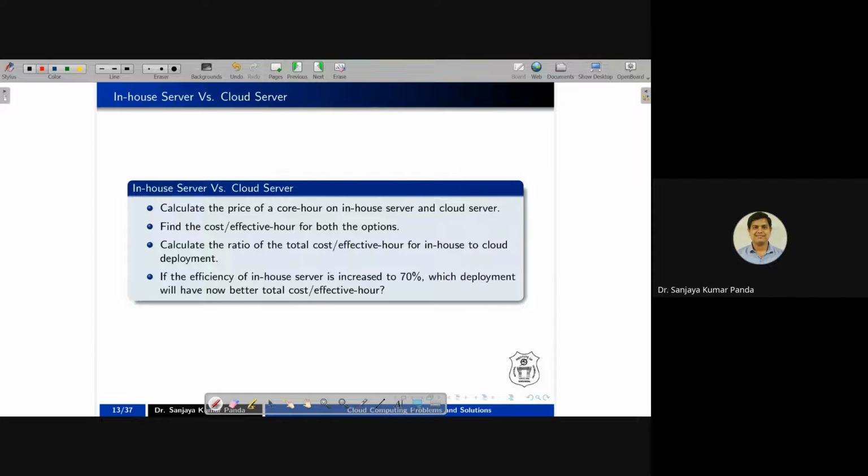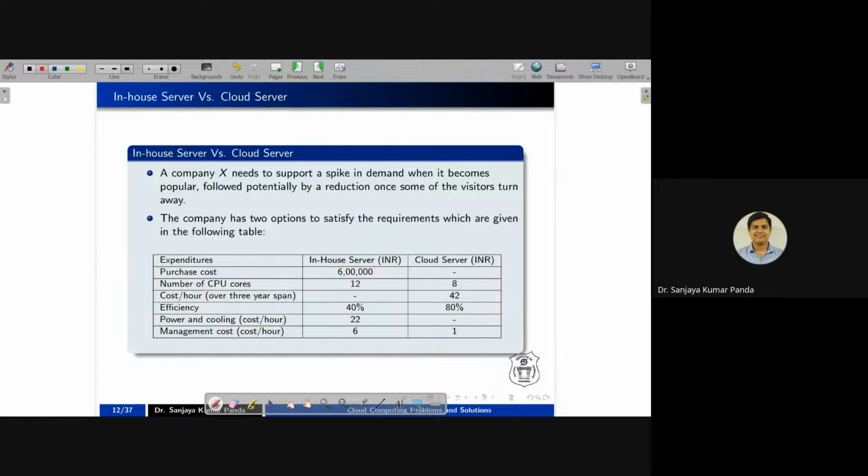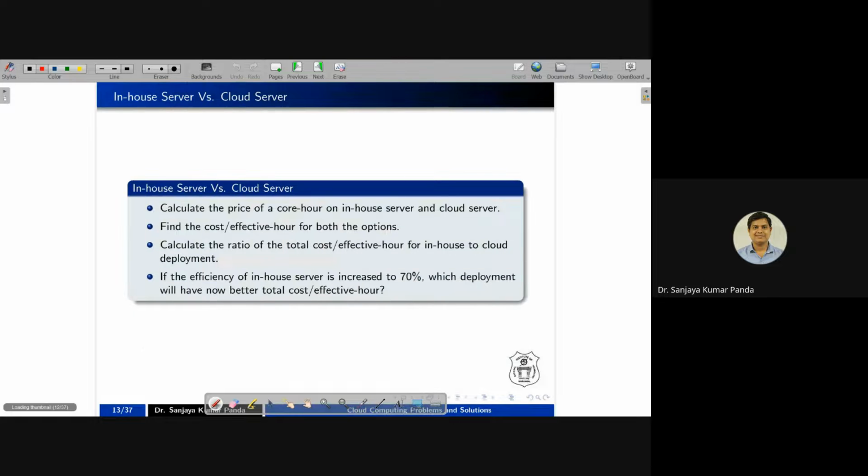The fourth calculation is: if the efficiency of an in-house server is increased to 70%. What is the efficiency of the in-house server now? The efficiency of the in-house server is 40%. So if we increase it to 70%, which deployment will now be better in terms of total cost per effective hour? Is the in-house deployment better or is the cloud deployment better? These are the 4 questions you have to solve.